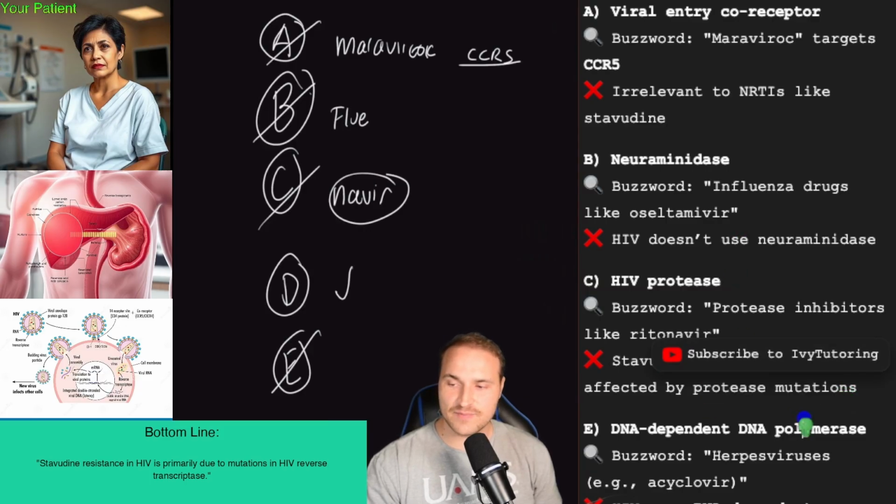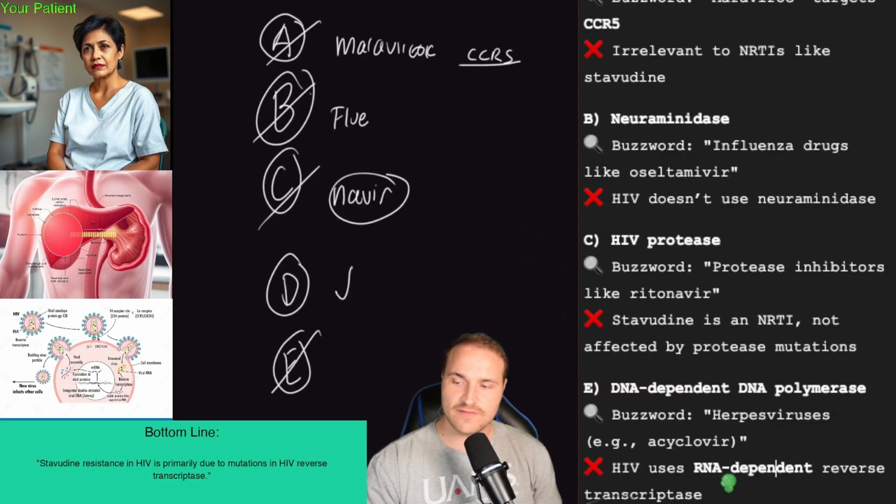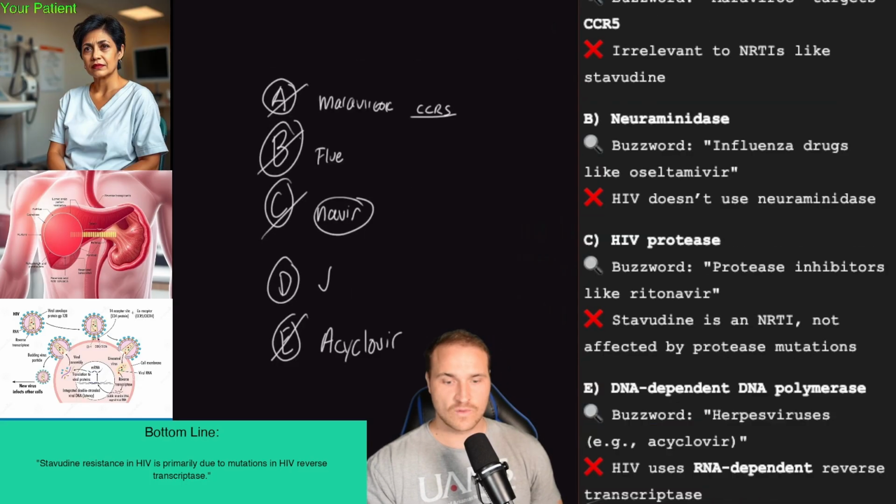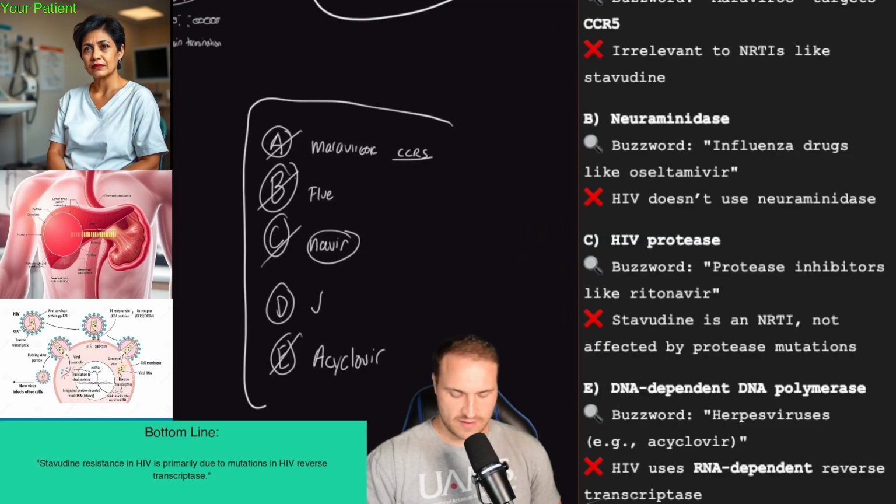E, DNA-dependent DNA polymerase. Well, that would be the herpes viruses, like acyclovir. The HIV uses RNA-dependent reverse transcriptase. So those are the reasons why the trap answers are wrong and why D is correct.